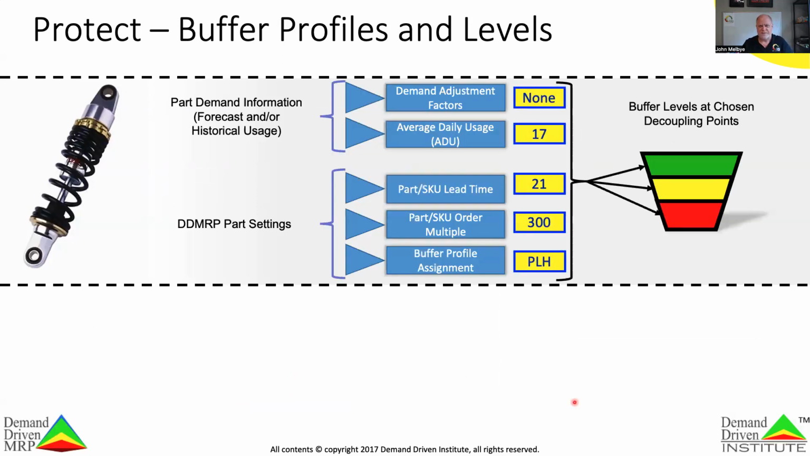As an example, when we look at this part, we're not going to complicate things with a demand adjustment factor yet. We have an average daily usage of 17, lead time of 21, order multiple of 300. It is a buffer, it is a purchase part. It has a long lead time and it has high variability. So we've coded that into the system. And based on that, our 3 different zones get calculated at 300 for the green, 357 for the yellow, and 233 for the red.